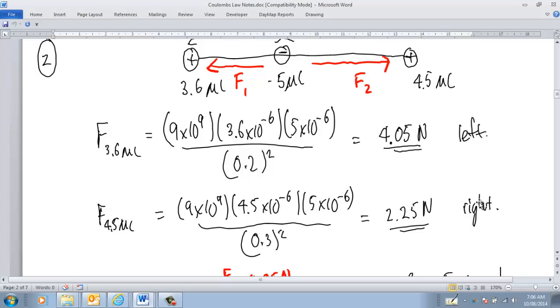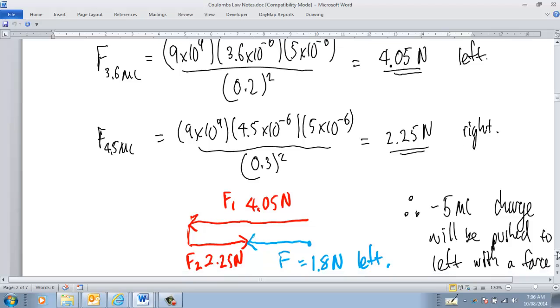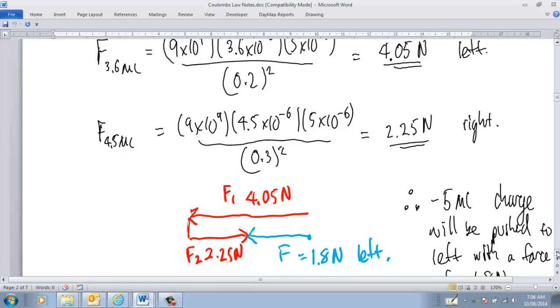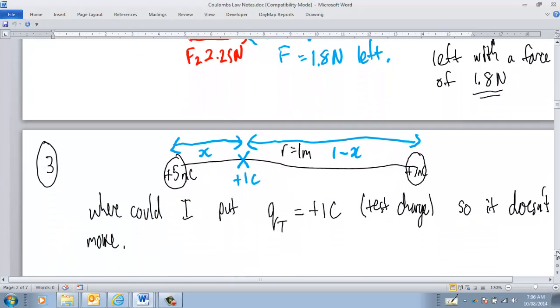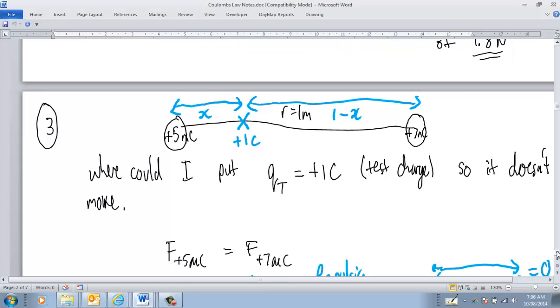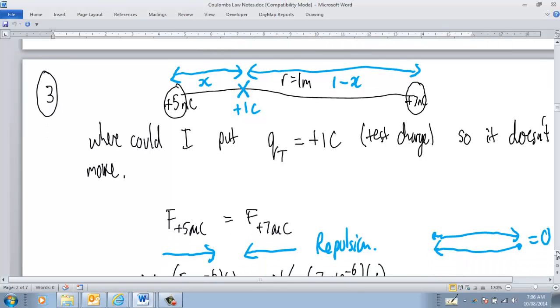So what we've got over here is a vector addition. Okay, we've got to do a vector addition. So we've got the one going to the right, which is 4.5. We've got this one going to the left, which is 2.25. So the overall force will be that this one goes to the left at 1.8 newtons. Okay, so that's the overall effect of that. Hopefully that makes sense.